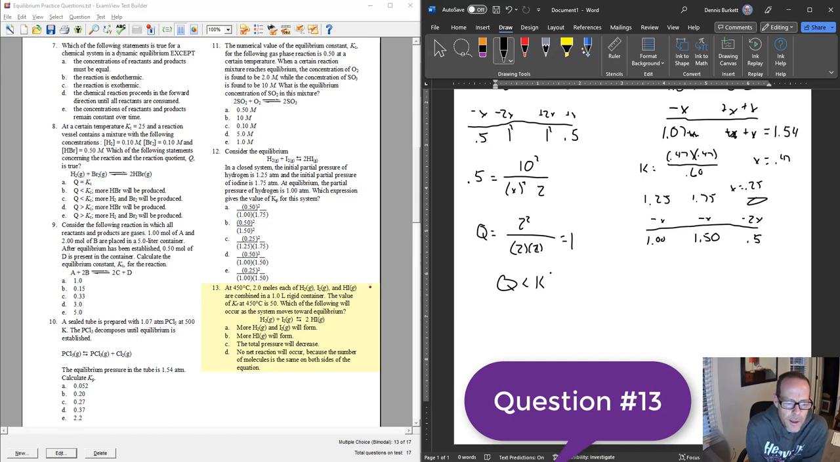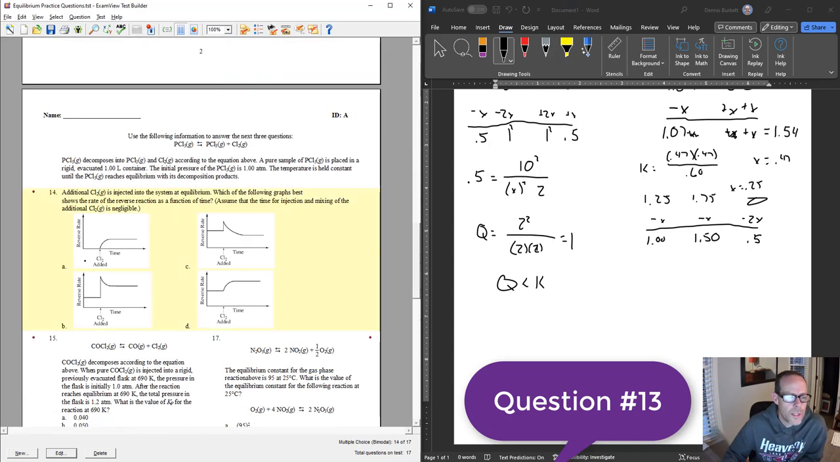All right. Letter C, the total pressure will decrease. So if we have 2 moles of each on both sides, the pressure is not going to change, whether it goes left or right. No net reaction will occur. False, because Q doesn't equal K. All right, so it looks like letter B is the correct one on that one.